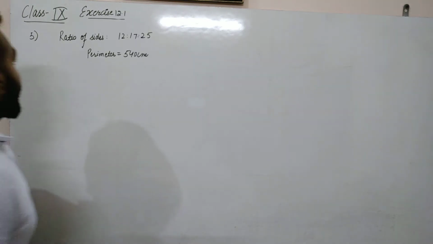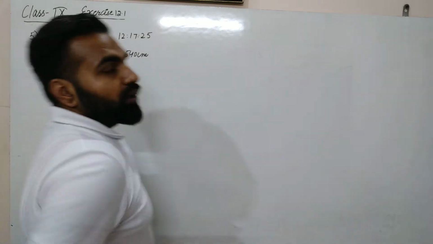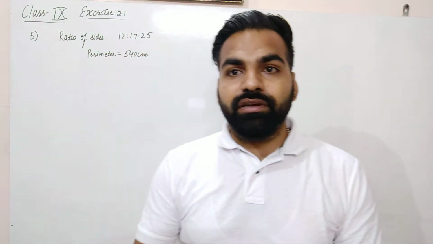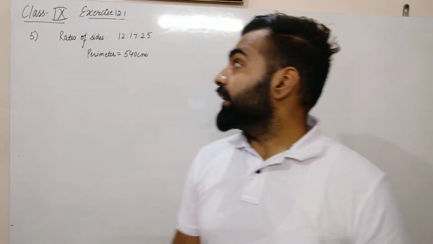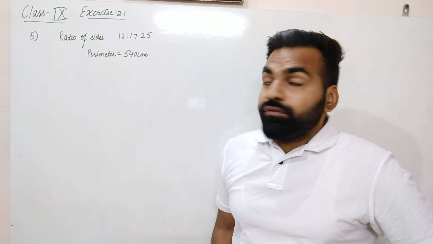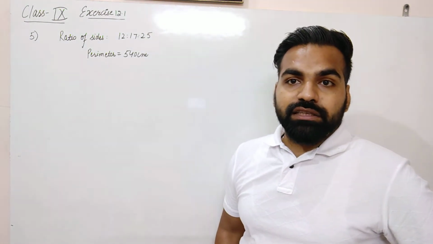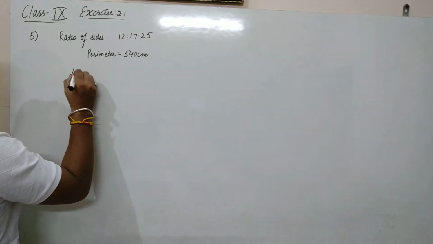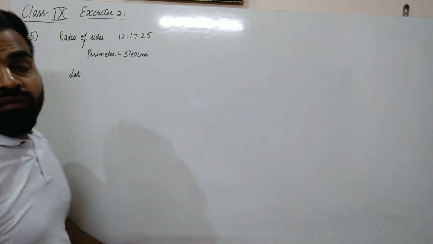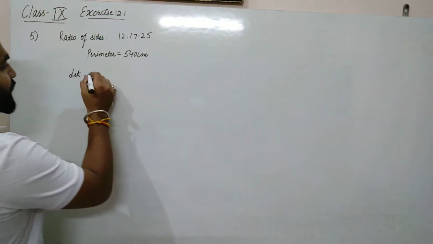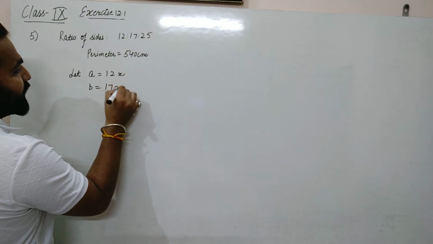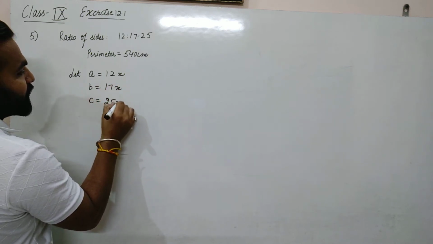Now question number 5. Ratio of the three sides of triangle is given, that is 12 ratio 17 ratio 25. Perimeter is given 540 centimeter. We have to find the area. We all know whenever the quantity is given in the form of ratio, how to suppose the quantities. So since the ratio is given of the sides, so let the side A is equal to 12x, B is 17x and C is 25x.